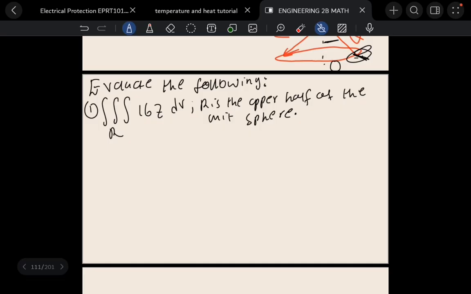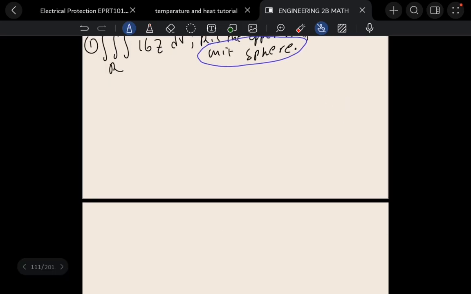Right, now the first one says evaluate the following triple integral 16z dV, where R is the upper half of a unit sphere. Now, working out the solution, you first need to understand what a unit sphere is. A unit sphere is an equation of the form x squared plus y squared plus z squared equals 1. Right, a unit sphere. So let us draw our region.